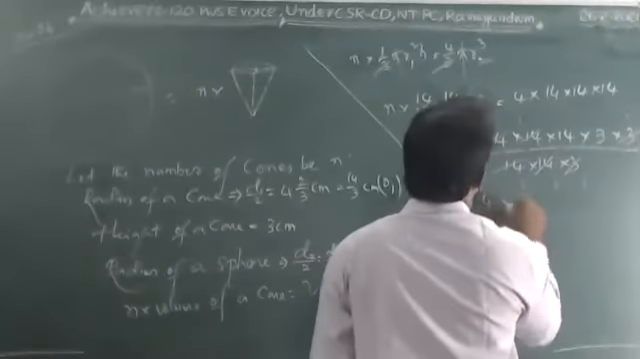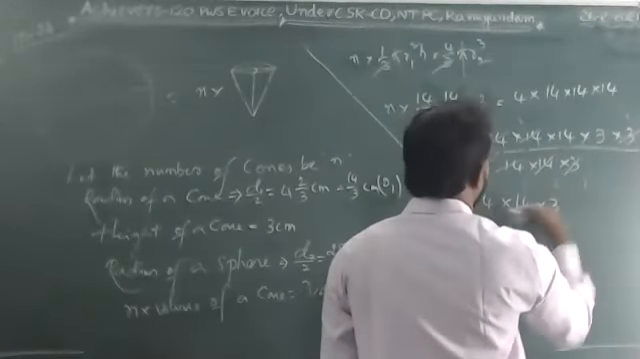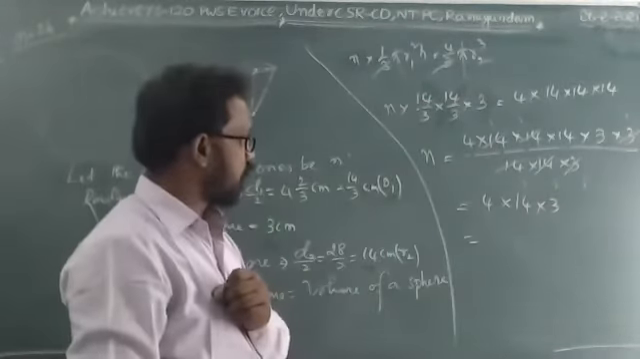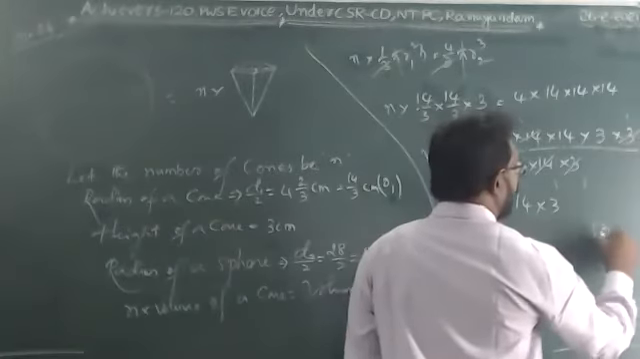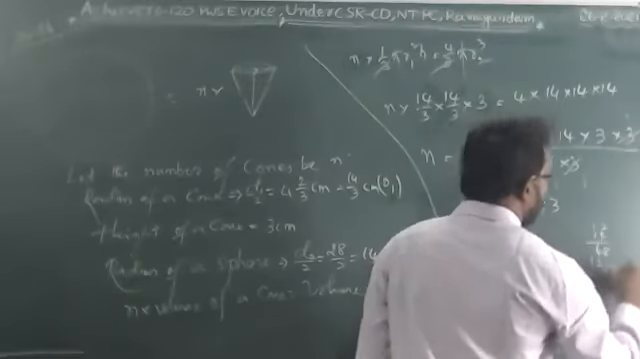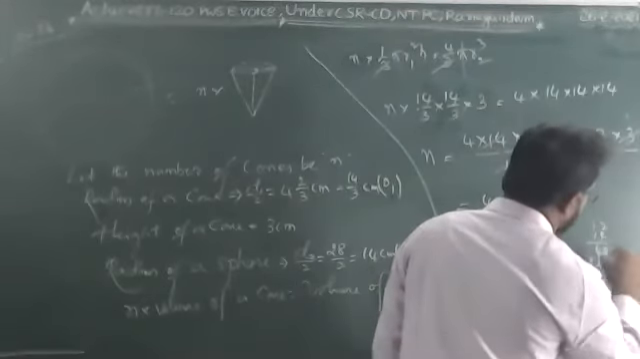So what is left? 4 is there, 14, 14. Next 14 into 3. 4 into 3 is 12. 12 into 14, how much? 4 twos are 8, 4 ones are 4, 1 two is 2, 1 one is 1. So 168. 8, 6, 1, correct.